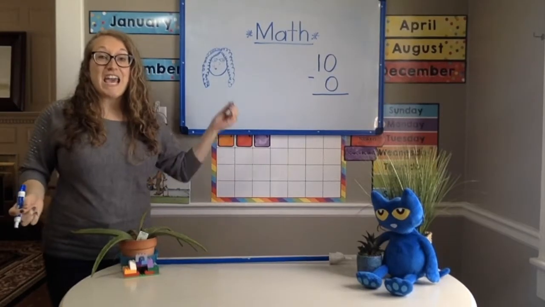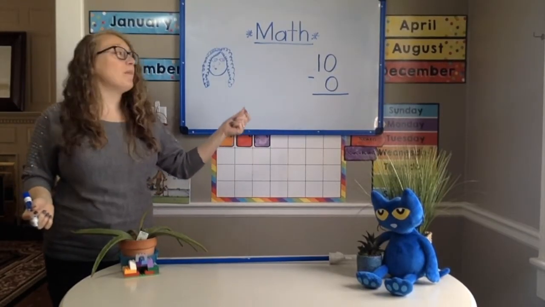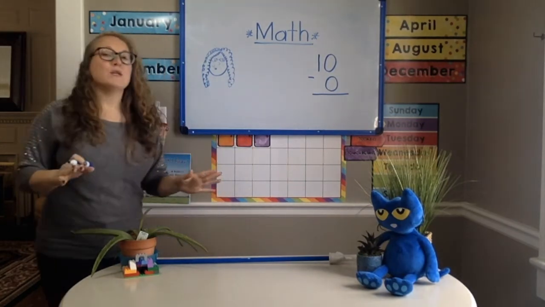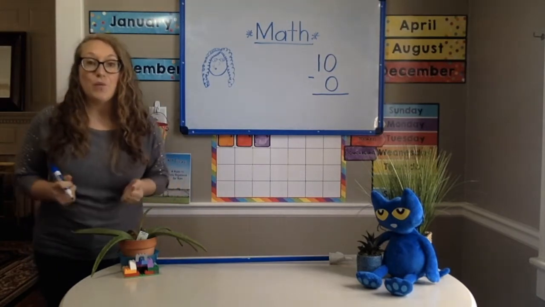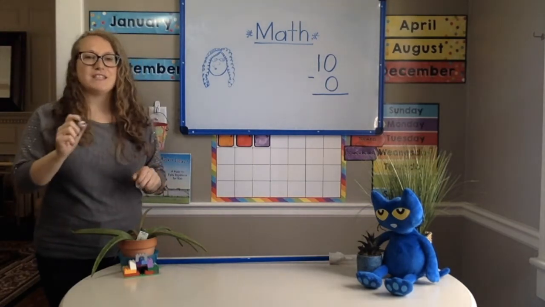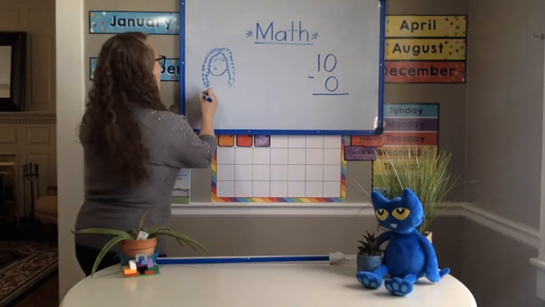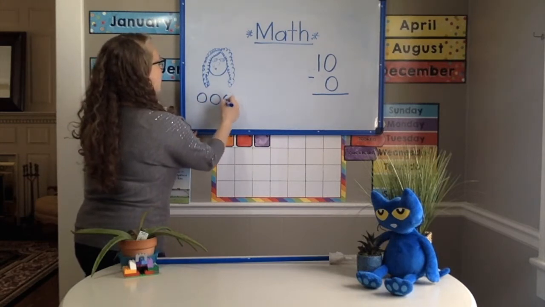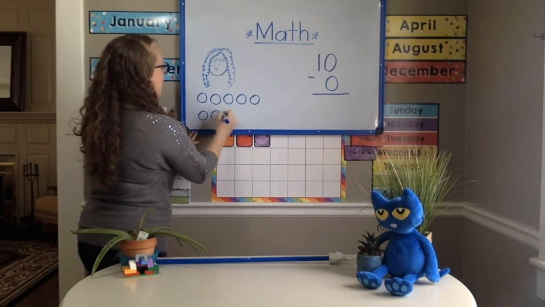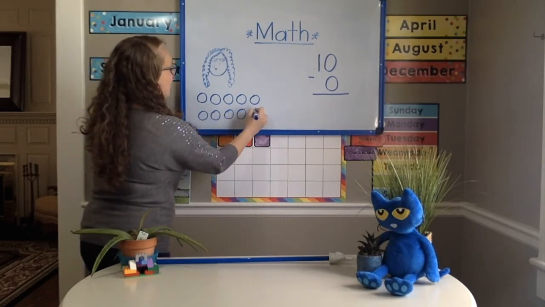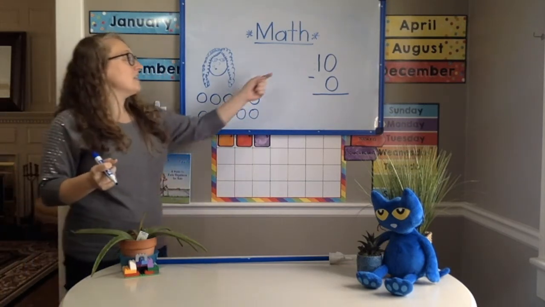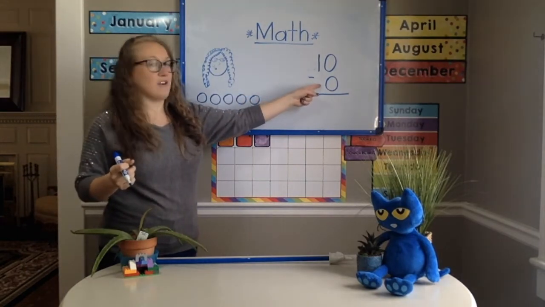All right, kindergarten, here is our next subtraction problem. 10 minus 0 equals. Okay, get ready to draw with me. So let's say Miss Stoller has 10 warm fuzzies in her bucket. Let's draw 10 warm fuzzies. Remember, we just use circles. They're so much easier. Here we go. 1, 2, 3, 4, 5, 6, 7, 8, 9, 10. My 10 warm fuzzies.